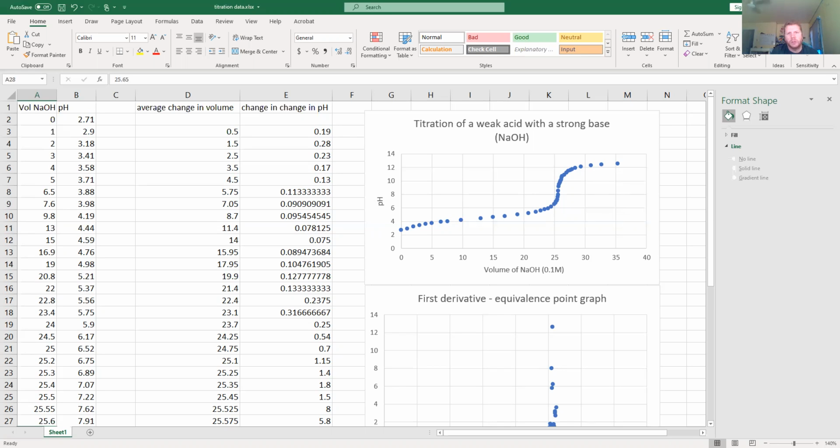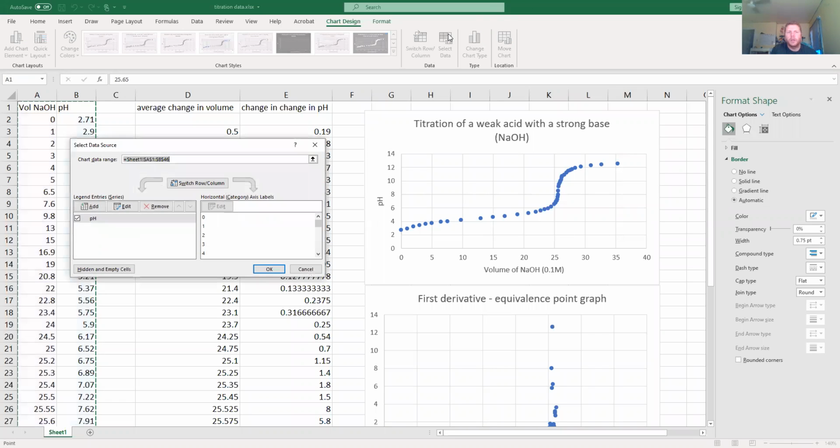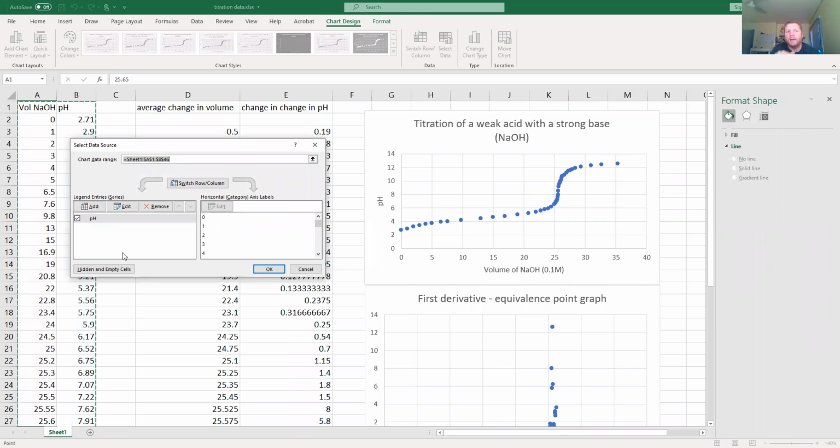The way that we're going to do that is the first thing you need to do is click on your data. Once we look at our data and click our chart, with my version of Excel I'm going to click select data. Whenever I select data, I have a data set that tracks my pH versus my sodium hydroxide volume. What I'm going to do here is add a new data source.